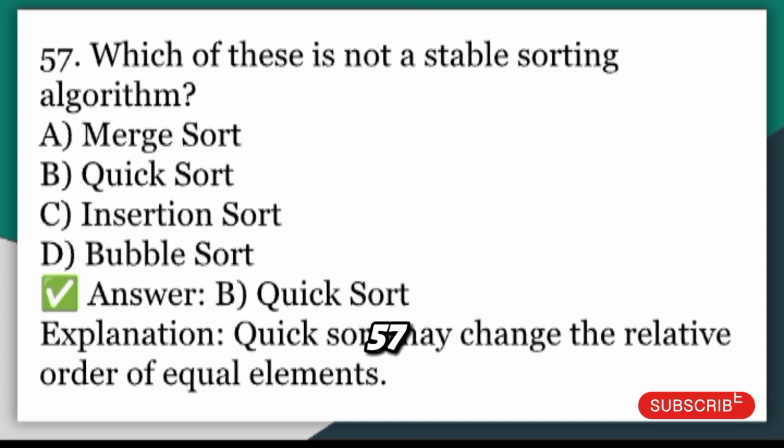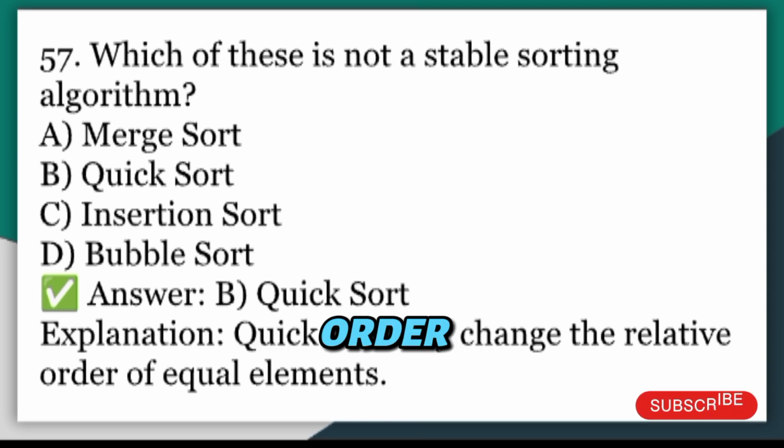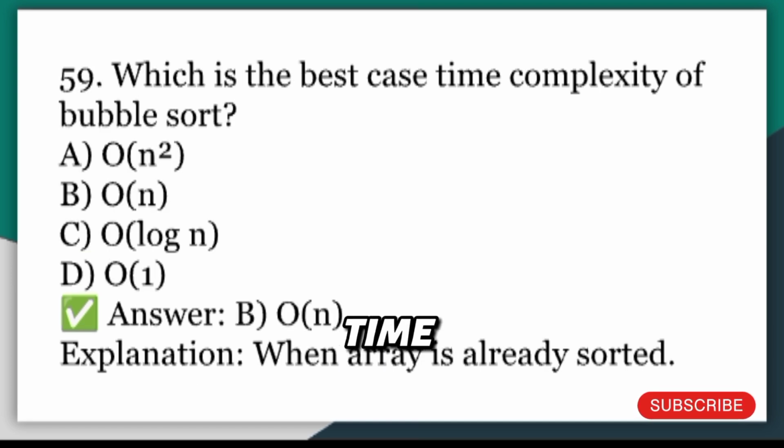Question number 57, which of these is not a stable sorting algorithm? So the right option is B, quicksort. Explanation: quicksort may change the relative order of equal elements. Question number 58, in a binary tree, the maximum number of nodes at level 1 is, so the right option is A. Explanation: at level 1, maximum nodes are twice those at level 0. Question number 59, what is the best case time complexity of bubble sort? So O(n). Explanation: when the array is already sorted. So the right option is B.